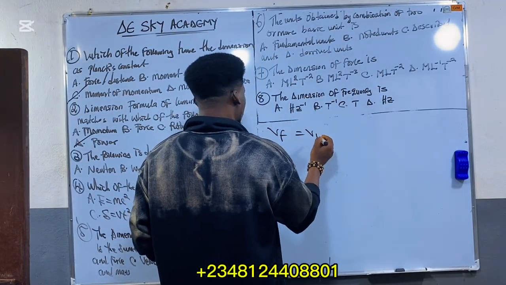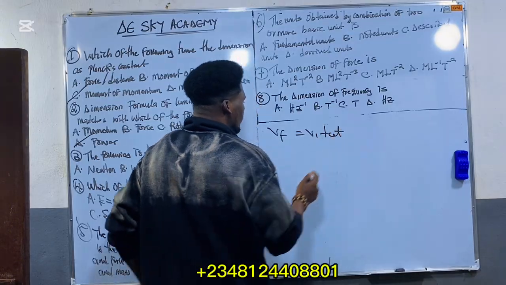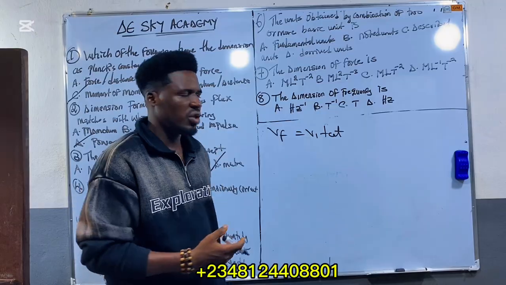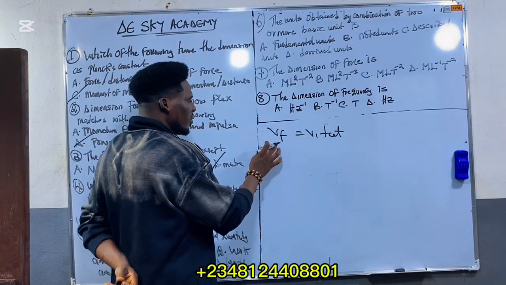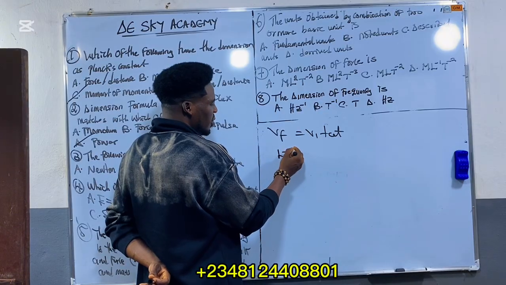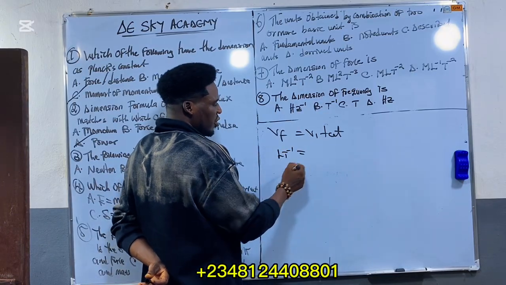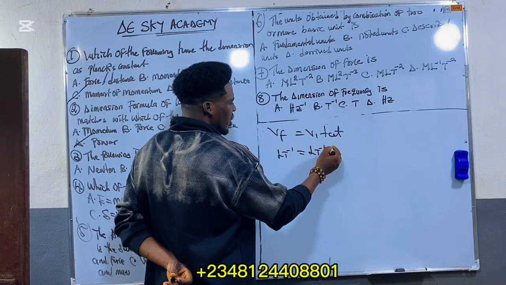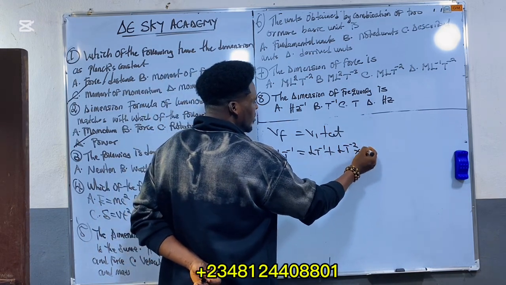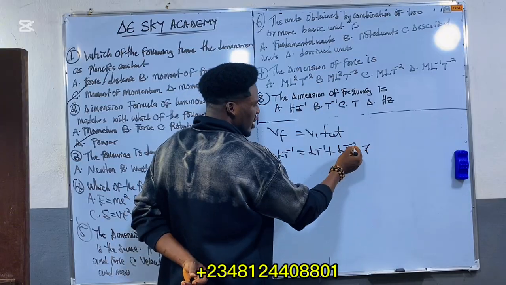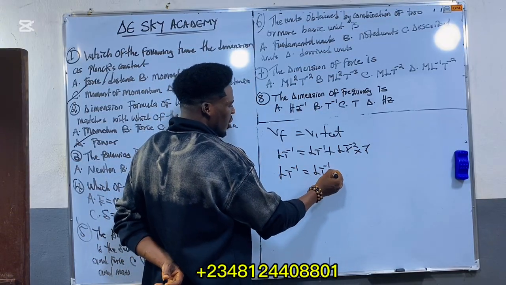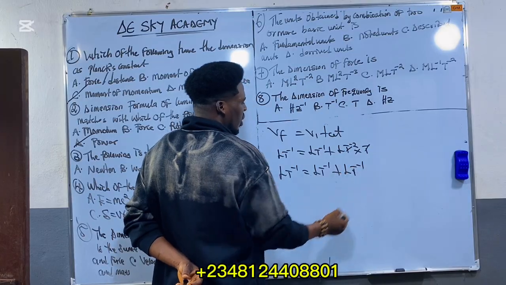v_f is equal to v_i plus at. What is v_f? v_f is called final velocity. What is v_i? Initial velocity. What is a? Acceleration. What is t? Time. So the dimension of velocity is LT⁻¹, right? Dimension of initial velocity is also LT⁻¹, plus dimension of acceleration is LT⁻², times time. So one T cancels one T here. I'll have LT⁻¹ is equal to LT⁻¹ plus LT⁻¹.